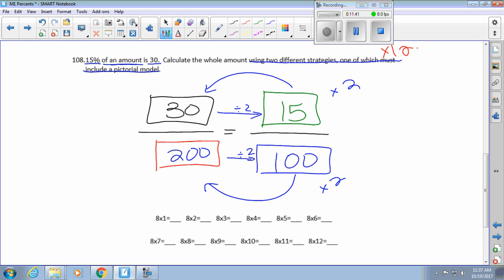Scaling up. Okay, well, yeah, that's kind of what we're doing, right? We take 15, we scale it up to 30 by doubling it. We take 100, we scale it up to 200 by doubling it, right? Yes.